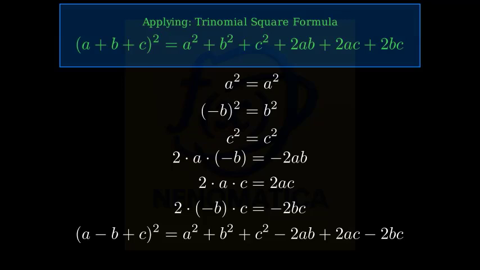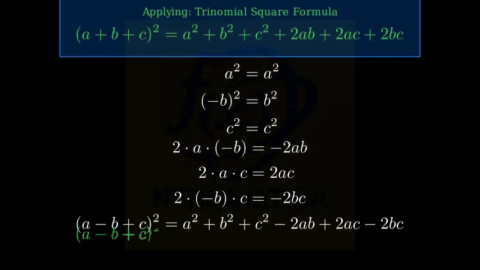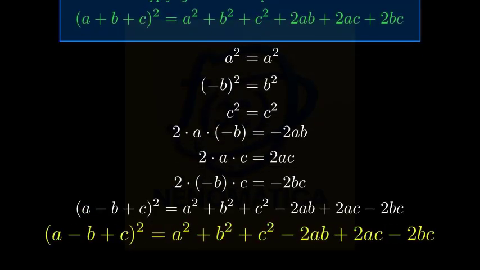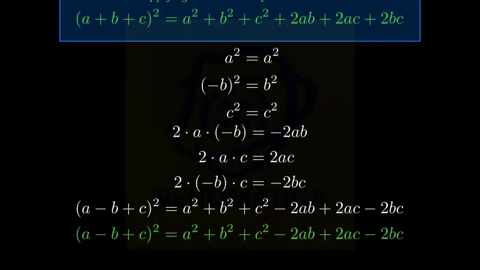Let's check if this matches the expected answer from the image. The image shows a squared plus b squared plus c squared minus 2ab plus 2ac minus 2bc. Our expansion is correct. Let's summarize what we've learned.